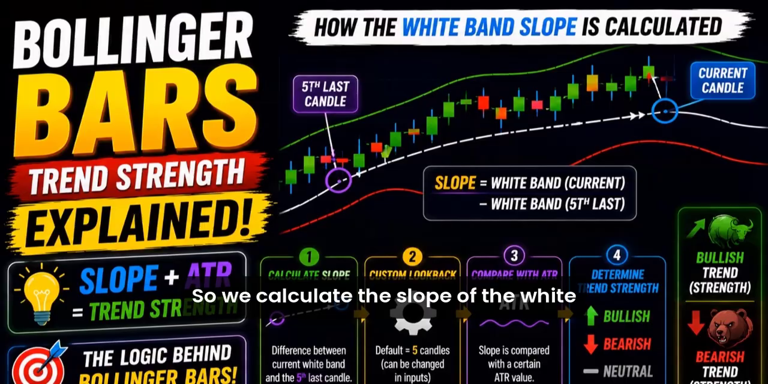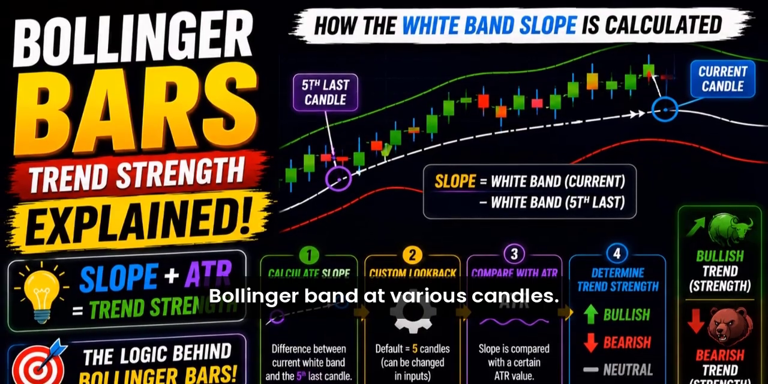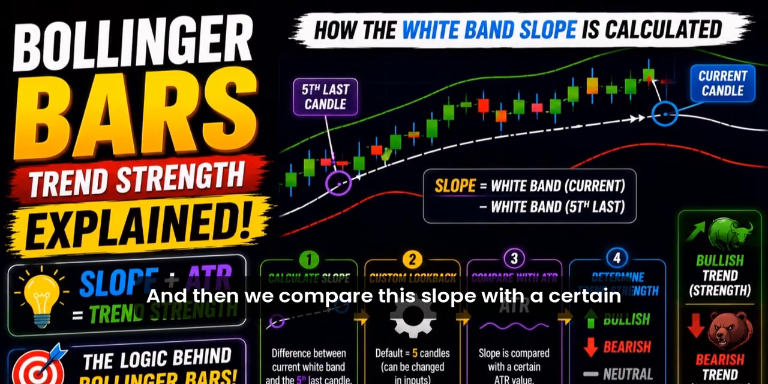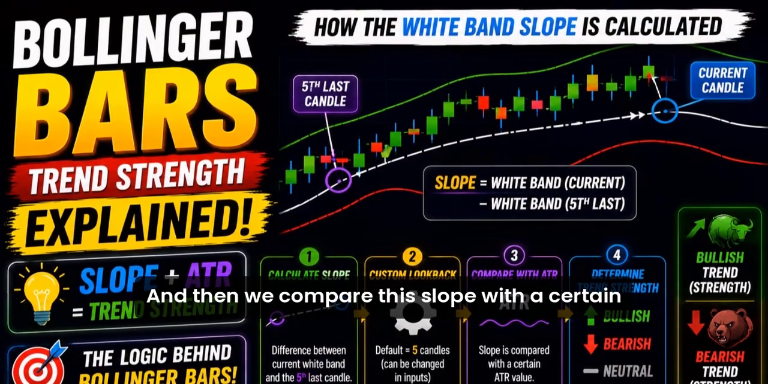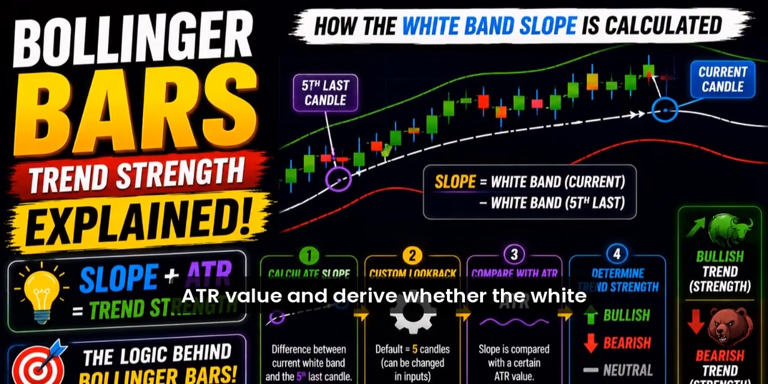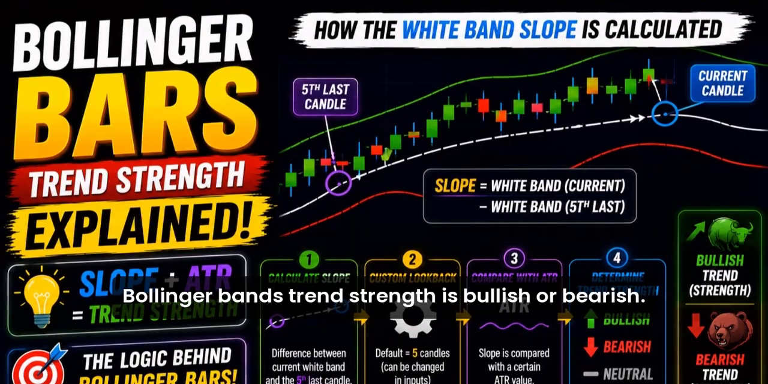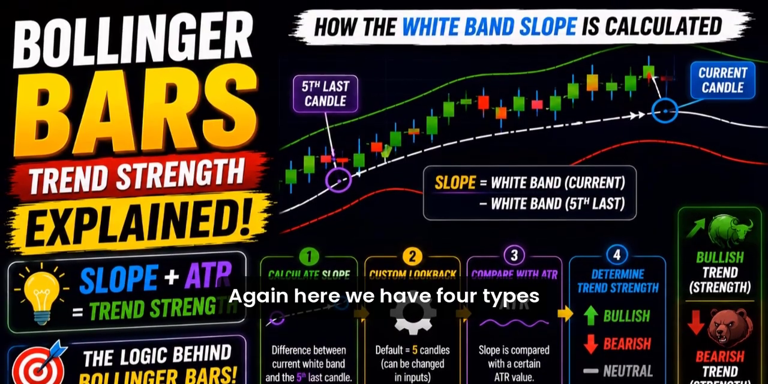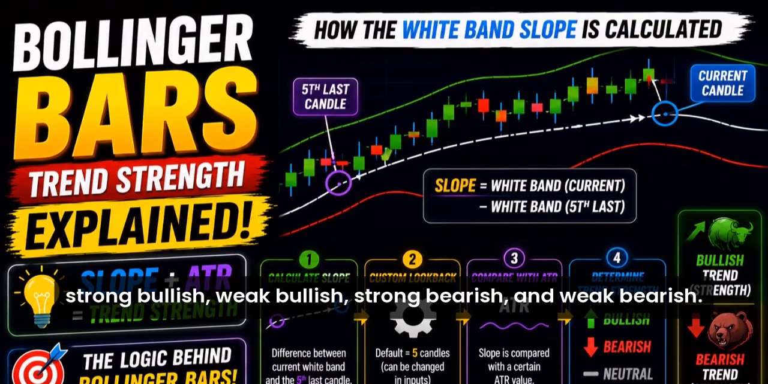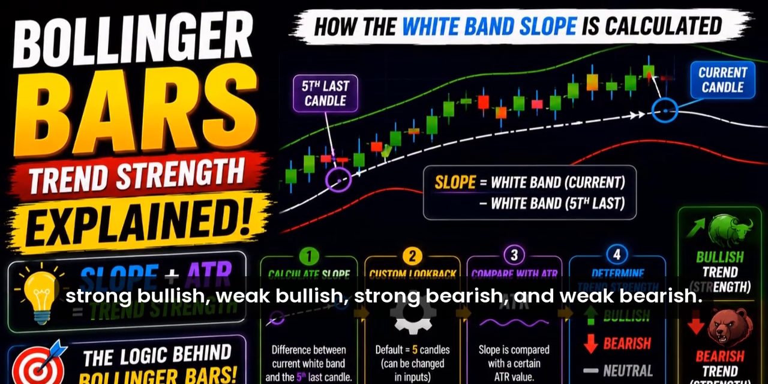So we calculate the slope of the white Bollinger Band at various candles. And then, we compare this slope with a certain ATR value and derive whether the white Bollinger Band's trend strength is bullish or bearish. Again, here we have 4 types. Strong bullish, weak bullish, strong bearish, and weak bearish.